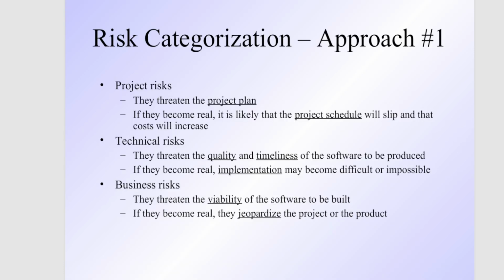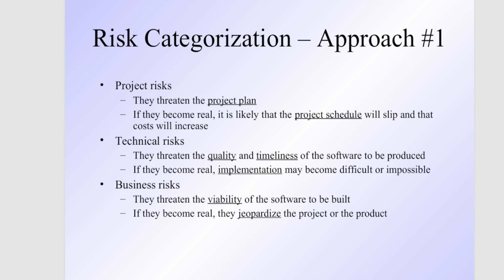Now we come to the first categorization of risk using approach 1. The risk can be categorized as a project risk, a technical risk, or a business risk. When the risk elements threaten the project plan, it is termed as project risk, because the impact of the risk will be on the project schedule. The schedule of that project will slip and you will miss the date, which will indirectly hit you with the cost. The second thing is called technical risk.